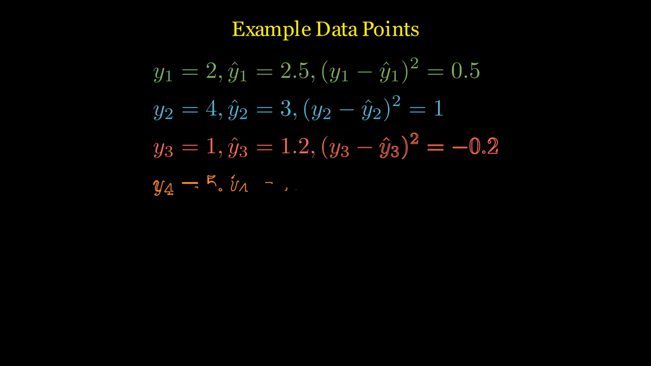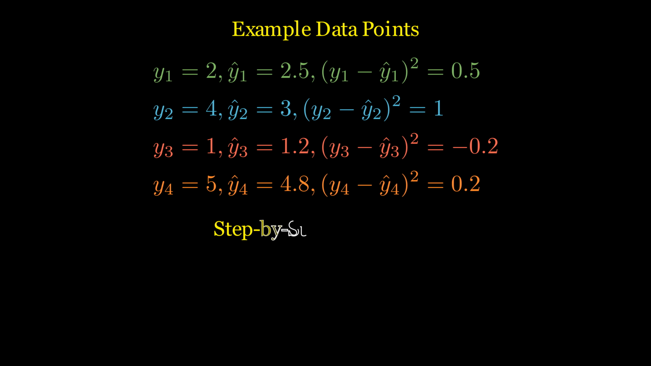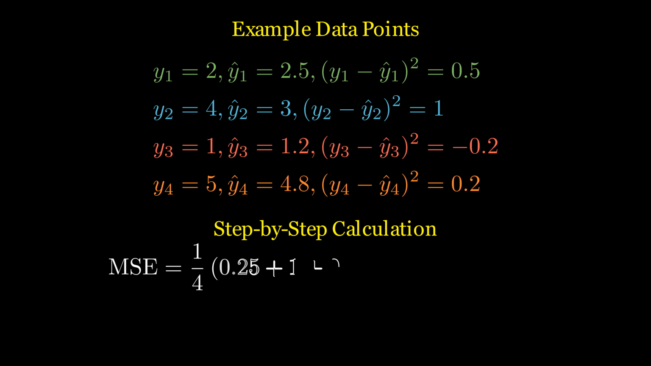Now, let's look at an example with some data points. Here are some example data points, showing both the actual and predicted values, along with their squared errors. Next, we calculate the mean squared error step by step. The calculated mean squared error for this example is 0.3325.